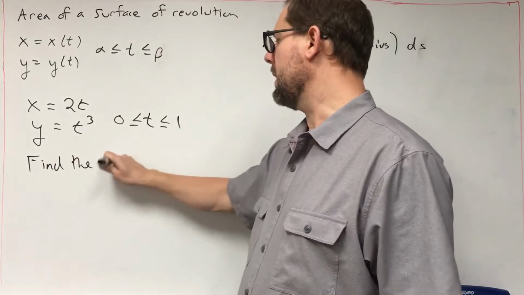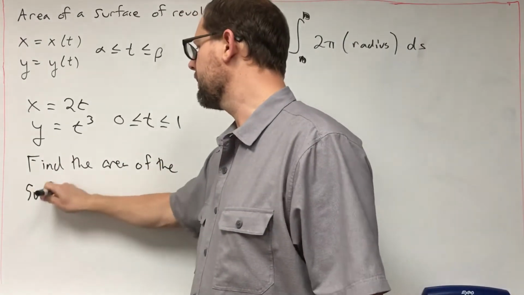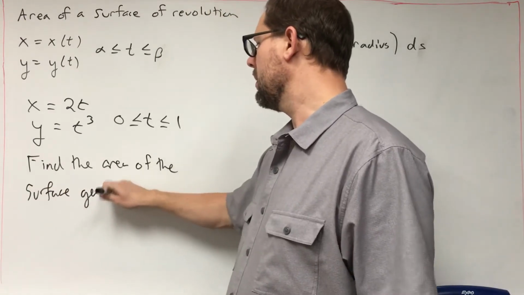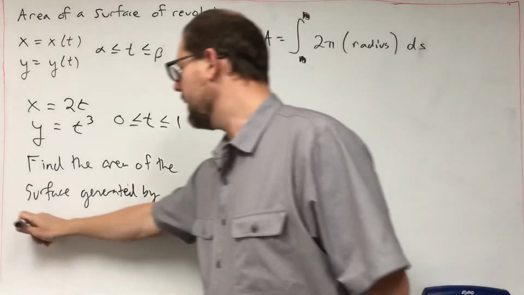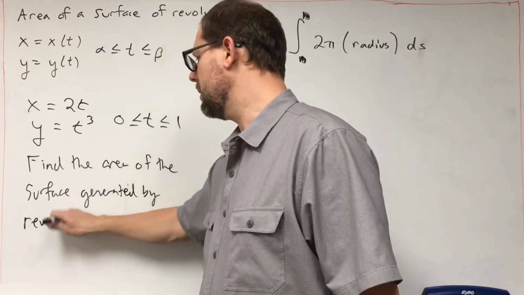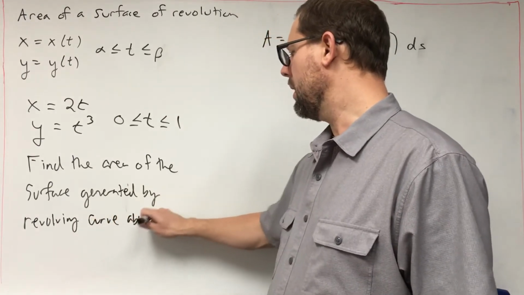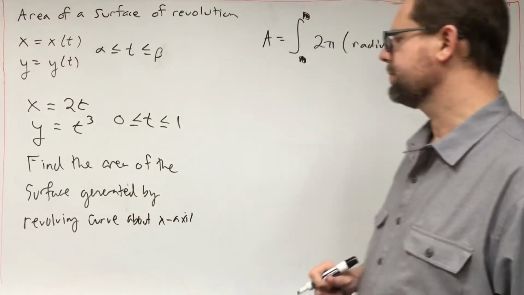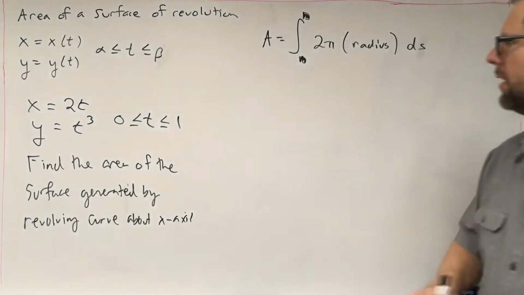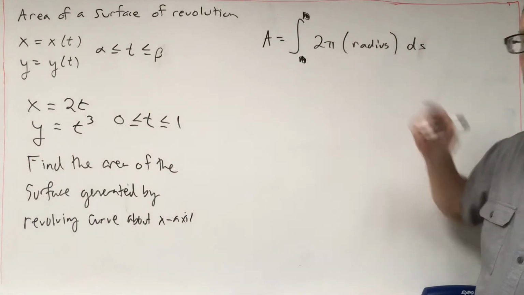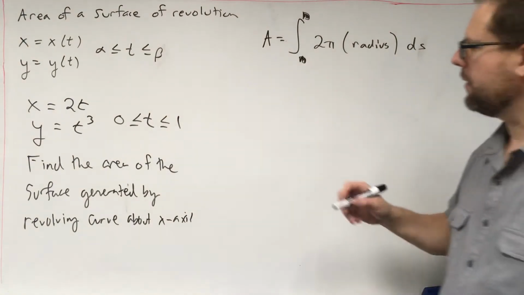Find the area of the surface generated by revolving the curve about the x-axis. And so if we're revolving around the x-axis, then the radius is going to be, as we discussed before, the y value, just like in our picture. And so let's have a look at that.